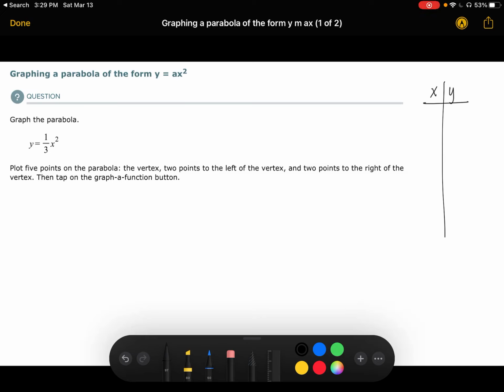Alright guys, so in this video we're going to talk about how to graph a parabola in its basic form. So a parabola is sort of a line, I don't want to call it a line, it's not technically a line, that looks like this. A lot of you call them parabolas. It's a parabola.